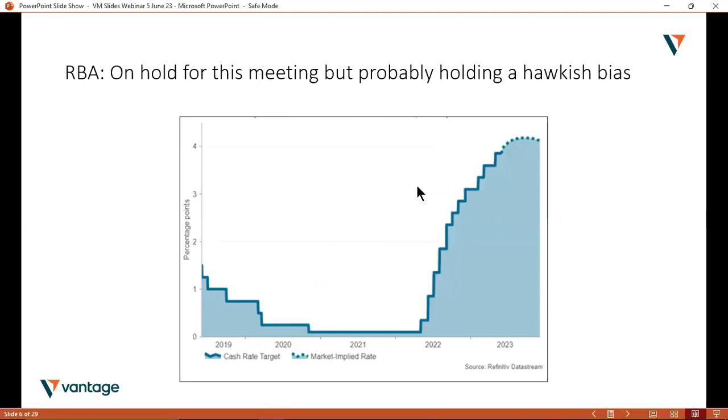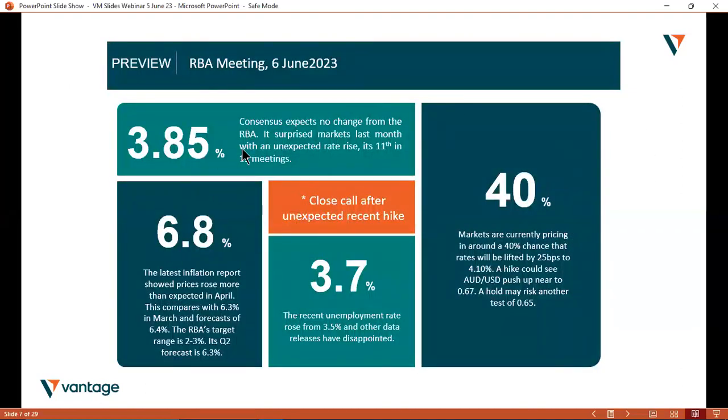We've got the chart here showing where we've come from with the RBA. Slightly tough call, this one. Consensus expects the bank to keep rates unchanged at its meeting, with 22 out of 30 economists surveyed by Reuters thinking they'll be unchanged. Money markets are pricing around a 70% probability for the cash rate to be maintained at its current level of 3.85%. So there's a 30% chance or so of a 25 basis point hike. I've just got a graphic here with all the key numbers.